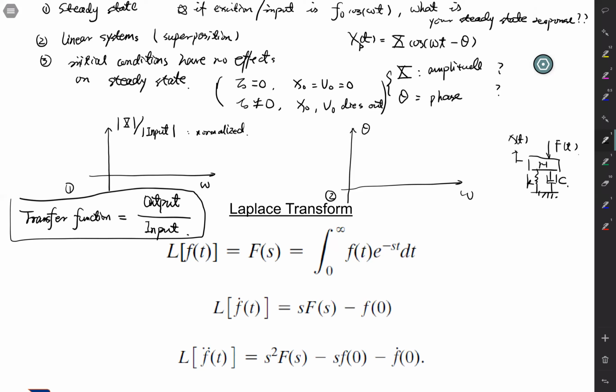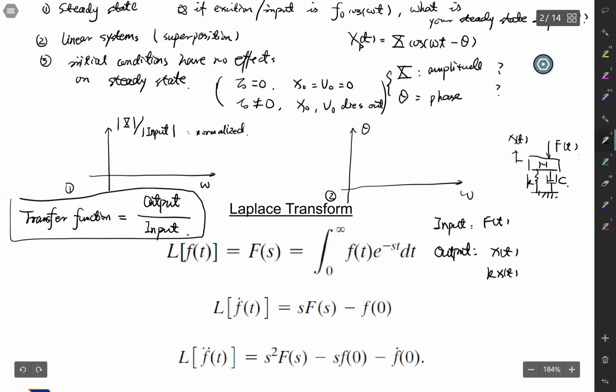If I ask you to find out the transfer function of this system, then you shouldn't be able to do it because I didn't tell you what is the input, what is the output. In this case, your input can be your force, and then your output can be anything. It can be your displacement. It can be k times x, which is the force in the spring. It can be c times x dot, which is the force inside of the dashpot. It can also be m x double dot, which is the inertial force of your mass.